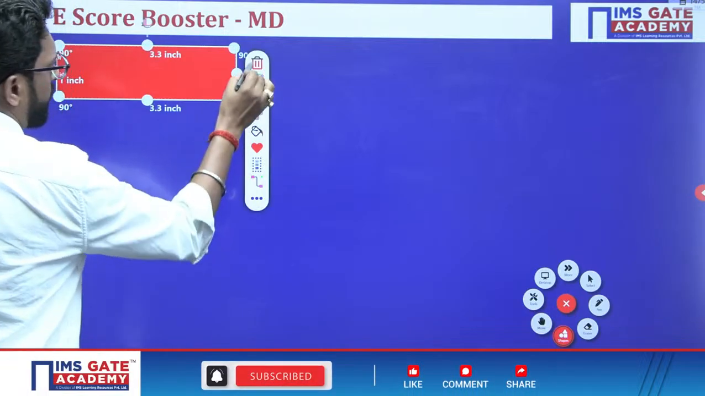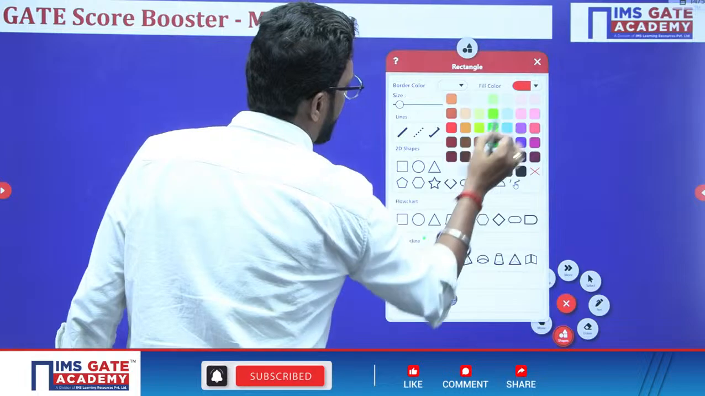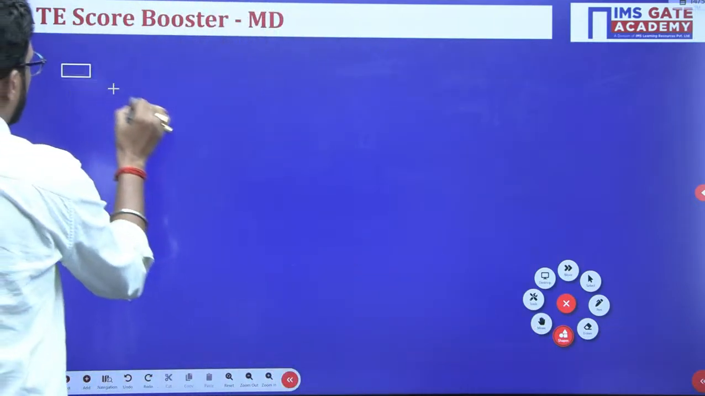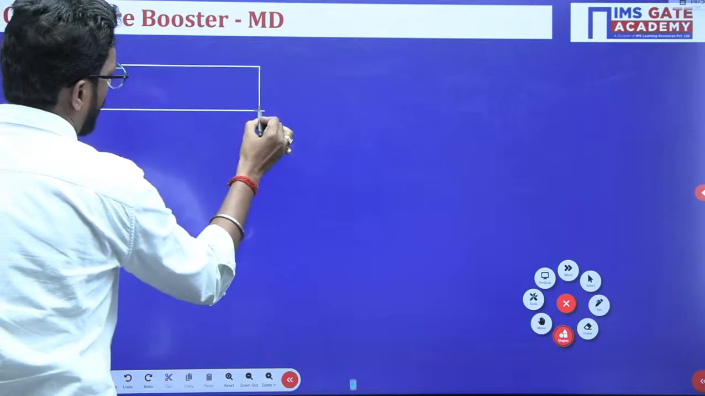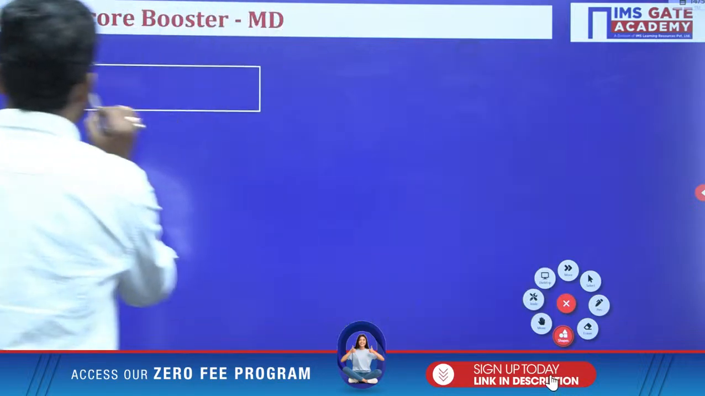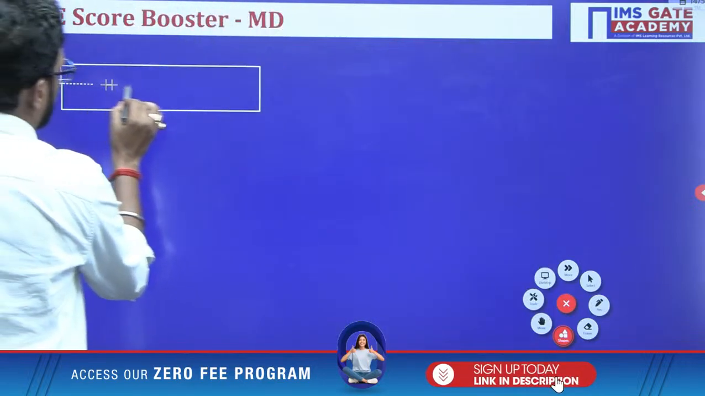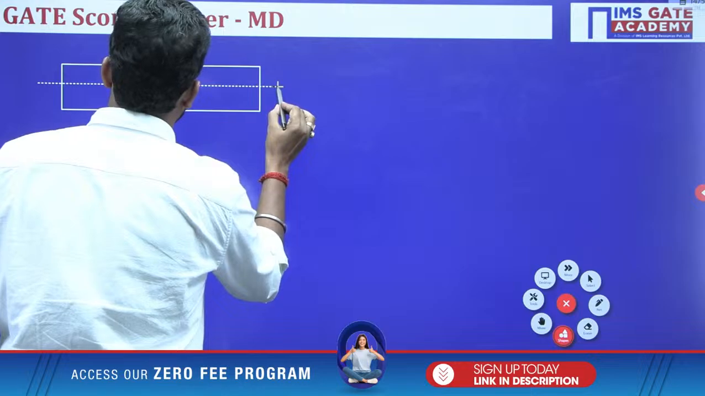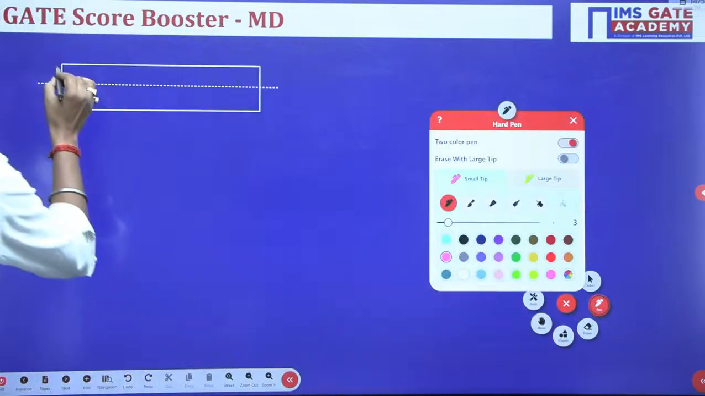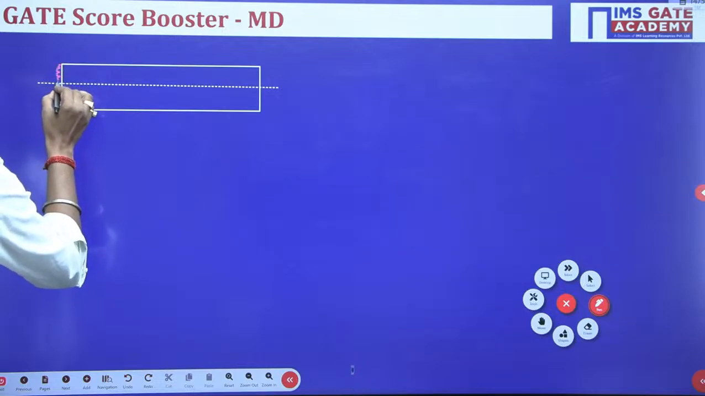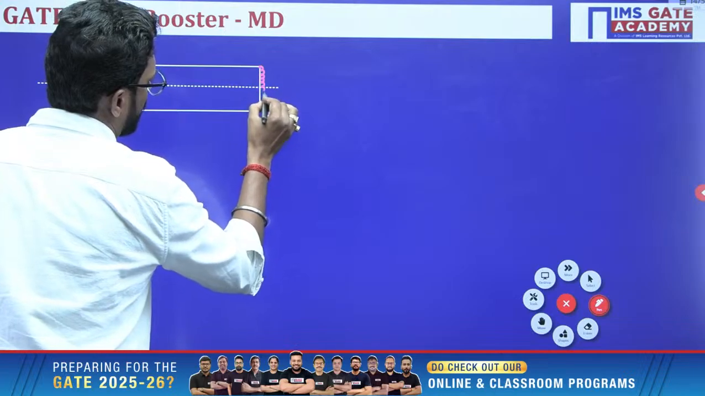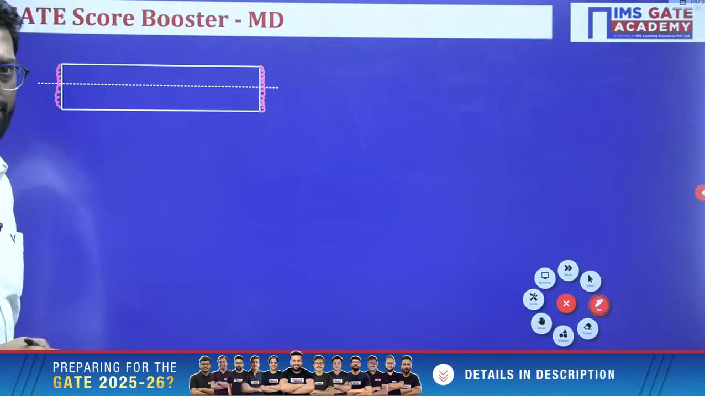Okay, we will write it like this. This is your bar, and both ends are fixed. This is the center line of the bar. This end is fixed, and this end is also fixed. Both ends are fixed.